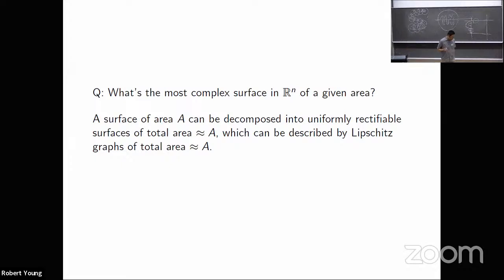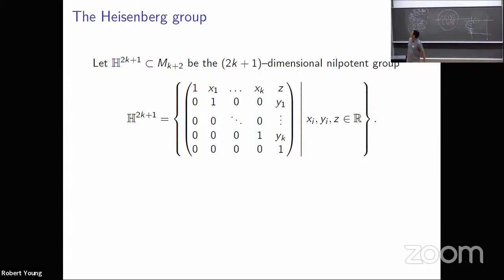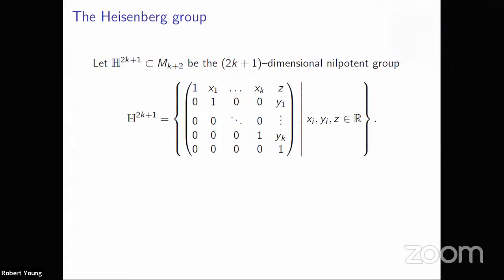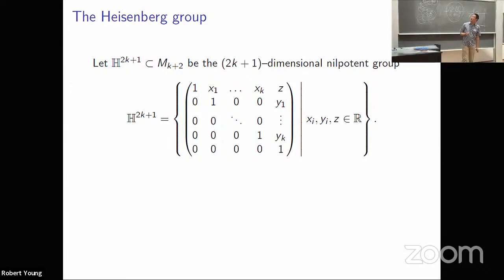Since then, one of the things I've been working on is a project with Assaf Naor to try to apply this in other spaces, to try to understand what other spaces have this property, that the most complex surfaces are still not that much more complicated than Lipschitz graphs. And one of those spaces is something called the Heisenberg group. So the Heisenberg group is a nilpotent Lie group. It's a 2k plus 1 dimensional nilpotent Lie group.